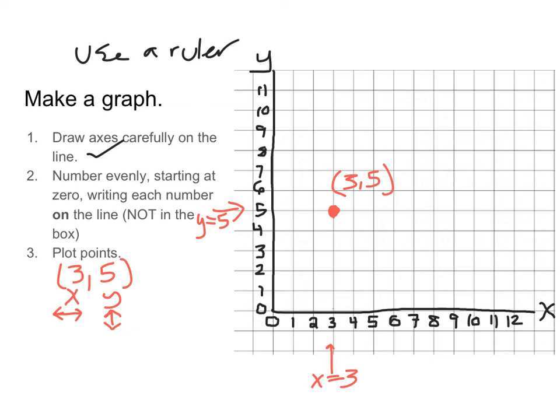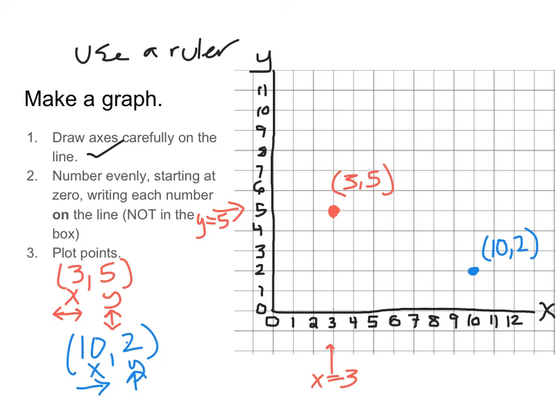Okay, and now let's do another one. This time I want you to pause and do it on your own. So you are going to plot the point 10, 2. Do it now. Did you get it right? Okay, so make sure you had your x value at 10, your y value at 2. So over 10 and then up to 2.